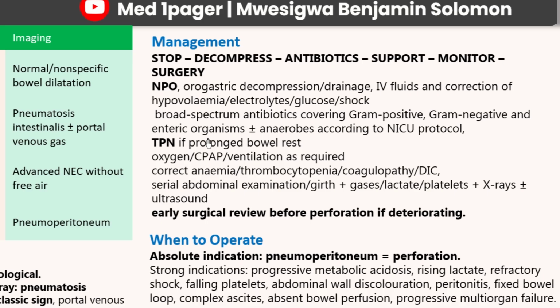So when you're giving this, make sure you're correcting things like anemia, thrombocytopenia, coagulopathy, as well as DIC, doing serial abdominal examinations. You want to see, is my abdomen going down? Is it going up? That's the only way you're going to know if you are making progress in the right direction. And early surgical review is very, very important, even before perforation, if the baby is deteriorating.